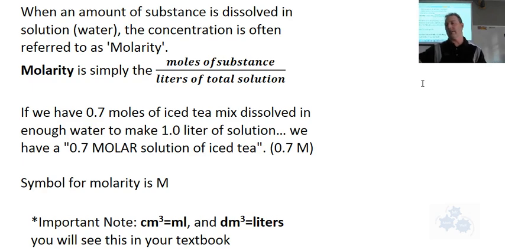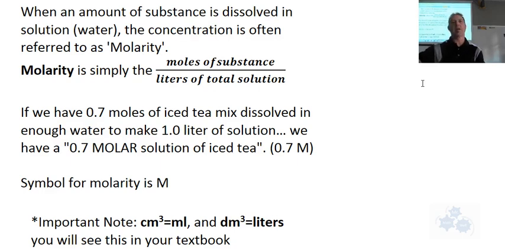So if we have a substance, and let's say in our example here we have iced tea. Many of you like iced tea. I like iced tea, and I like really strong iced tea. Some people in my family like light, really dilute iced tea. So the difference in concentration would be sort of the molarity, or the different strength of the iced tea.